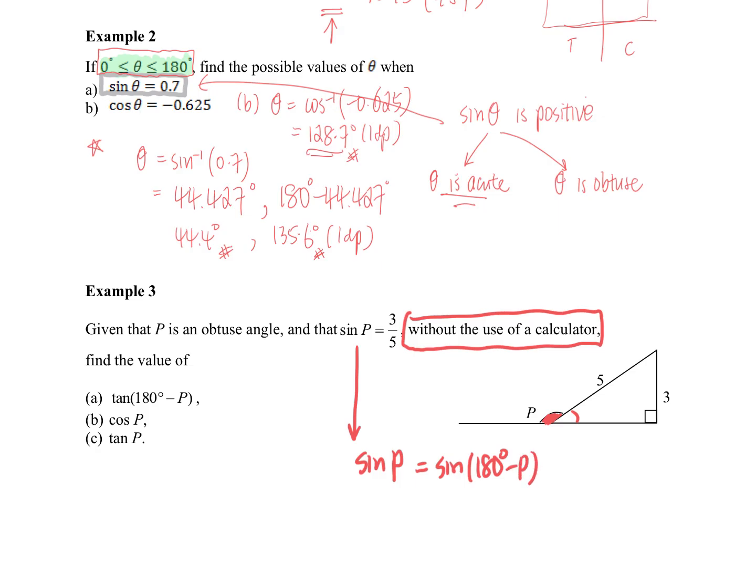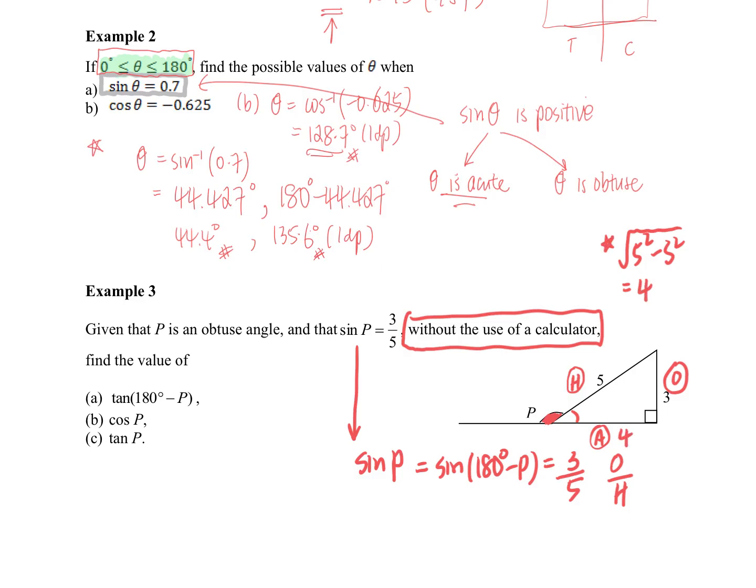This one we learned already just now. The ratio is the same. They are both 3 out of 5. So this is O over H. So we ask ourselves, this one is H, A, O. So O is 3, H is 5, A is 4, because you use Pythagoras theorem, right? 5 square minus 3 square, square root, you will get 4. So actually this is 4. This one you can find lah.